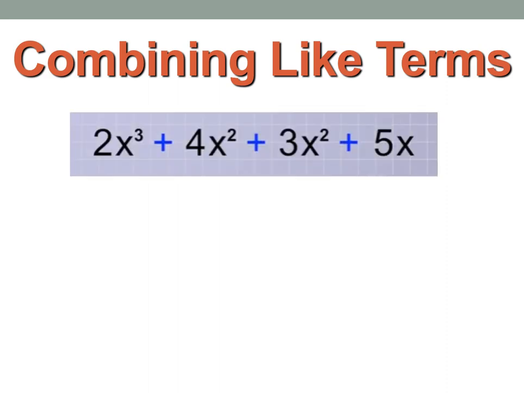So let's give another example here. Using math, we've got 2x cubed plus 4x squared plus 3x squared plus 5x. To help you understand the different groupings, I'm going to substitute the variables for something for a second here. We're going to put in apples, oranges, and bananas.